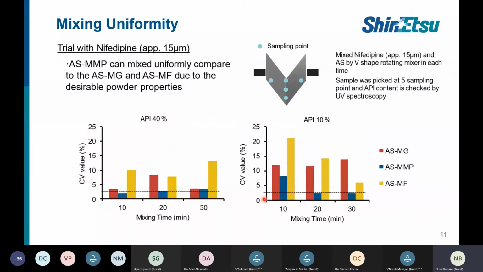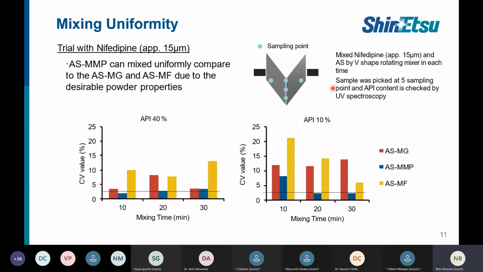And again, focusing on the particle size or particle flowability property, we have done one more additional experiment into this. In this case, we have mixed nifedipine along with Eckert, and we have tried M type with three different particle sizes, that is Mg, Mp, and Mf. And we mixed in the V-shaped rotating mixer, and then samples were picked up at different points. Again, API content was checked by UV spectroscopy.